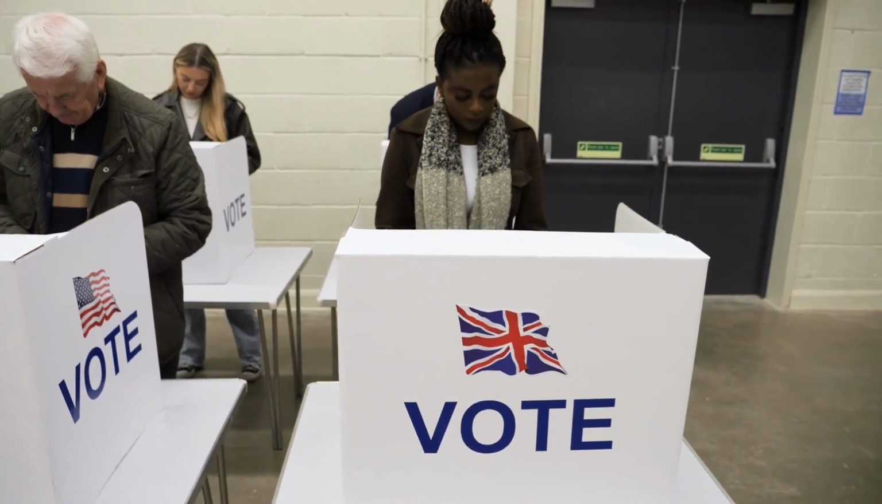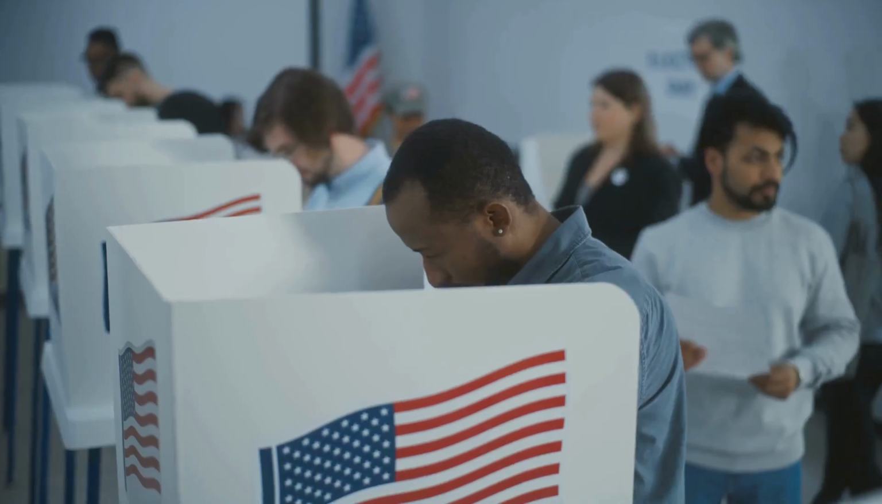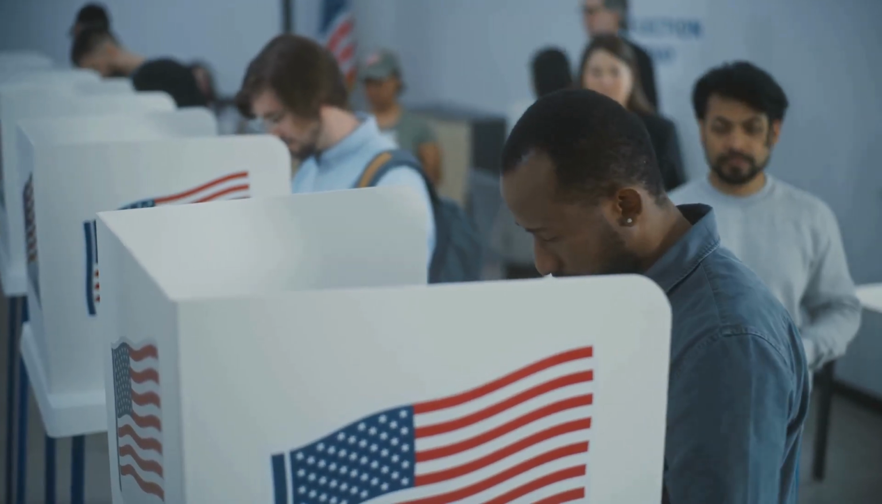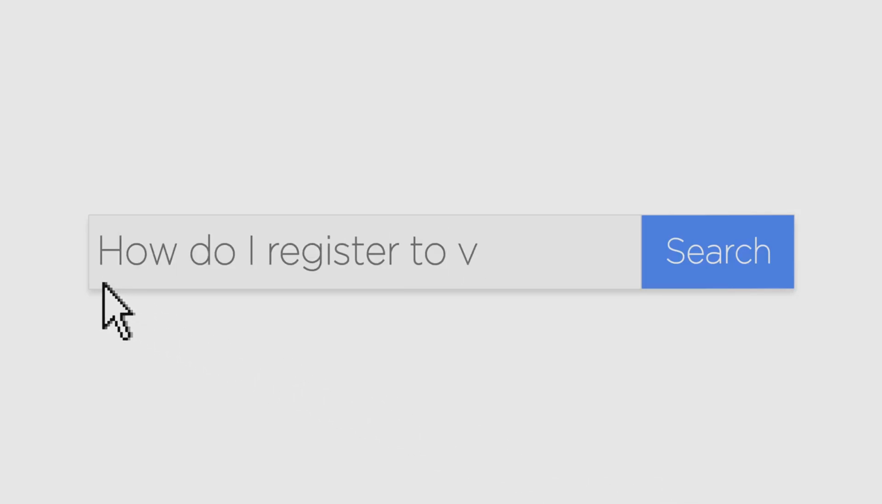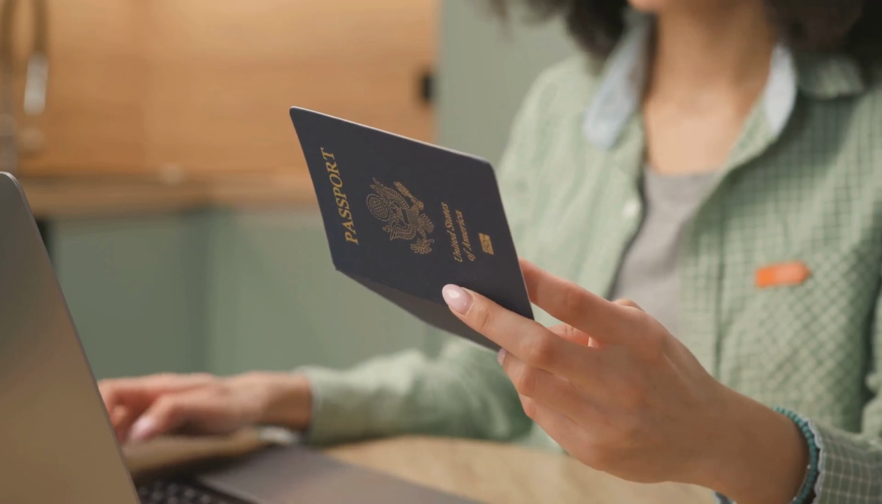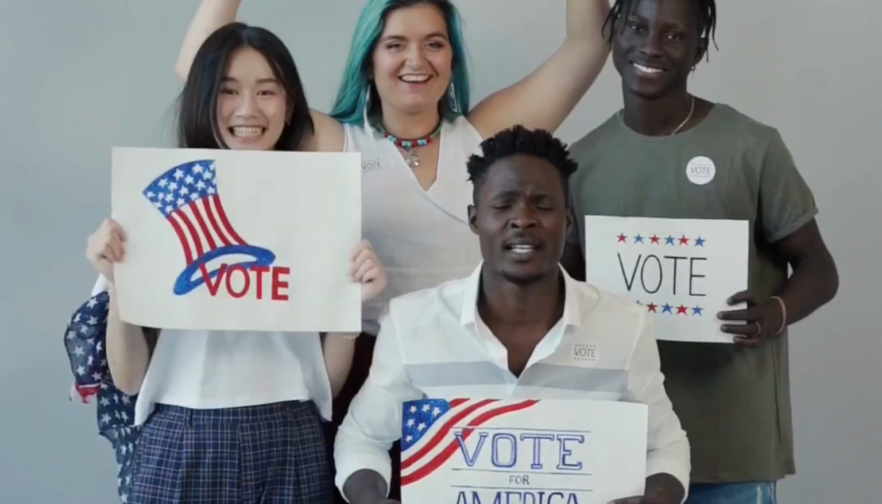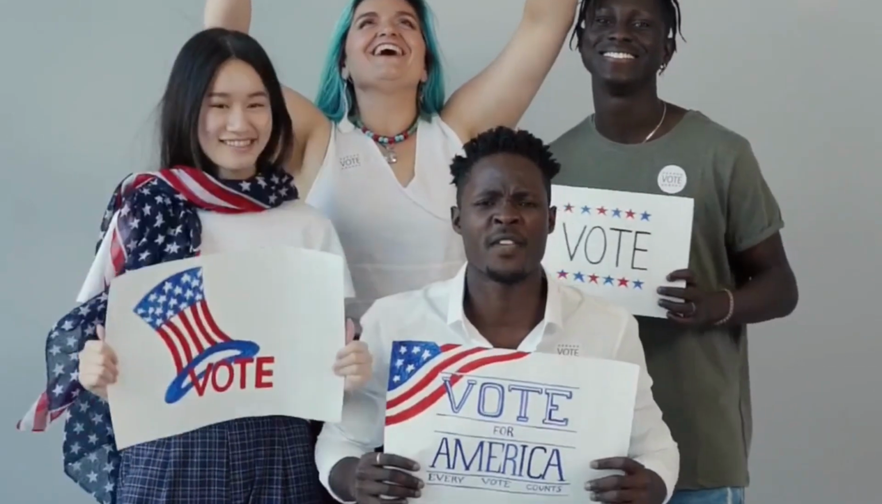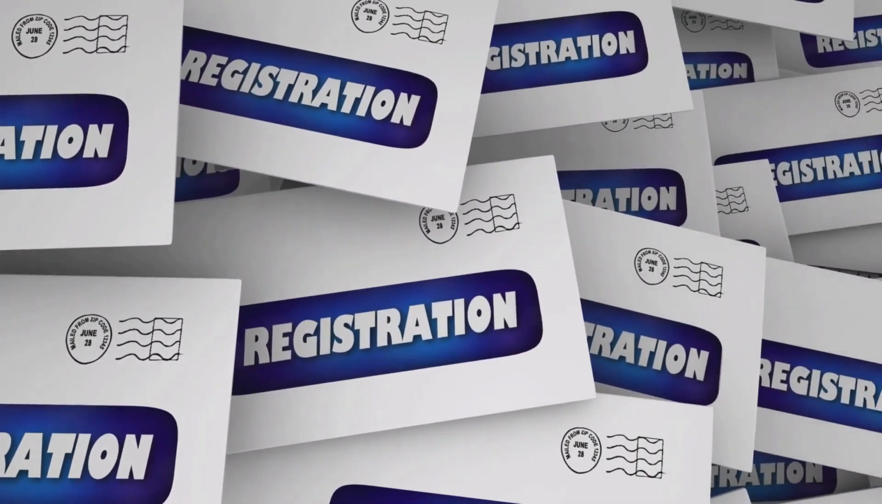Section 8. Voting rights and registration. Making your voice heard. In the United States, the right to vote is fundamental to our democracy. But there are some requirements you need to meet to be eligible to vote. First, you must be a U.S. citizen. You also need to meet your state's residency requirements, and you must be at least 18 years old. Some states have additional requirements, such as registering to vote by a certain deadline.